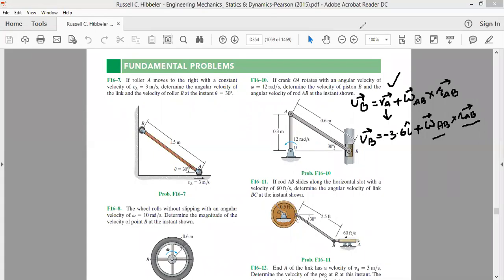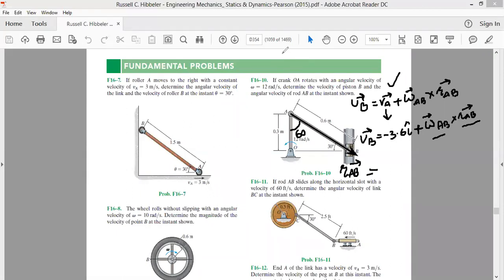Now this RAB vector can be written as follows. We have a vector from A to B, this is our RAB vector. Now this is a right angle triangle. This angle is 30 degrees, this angle is 90, therefore this angle will be 60 degrees.